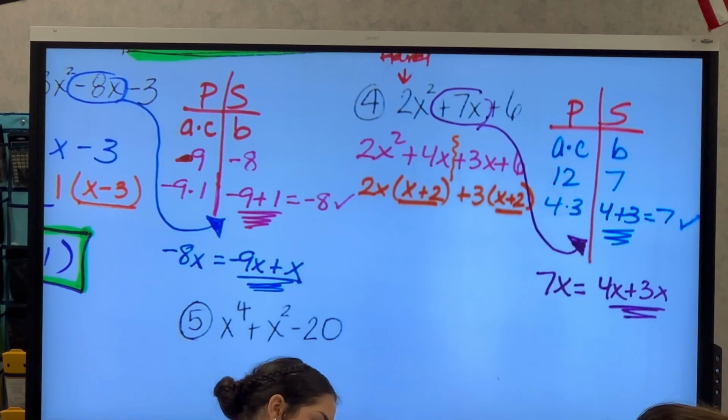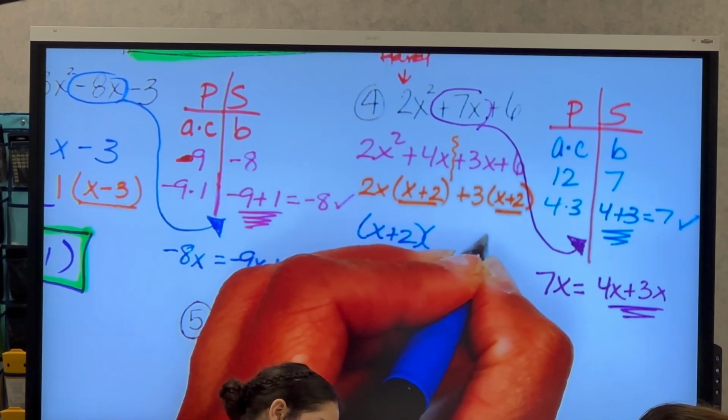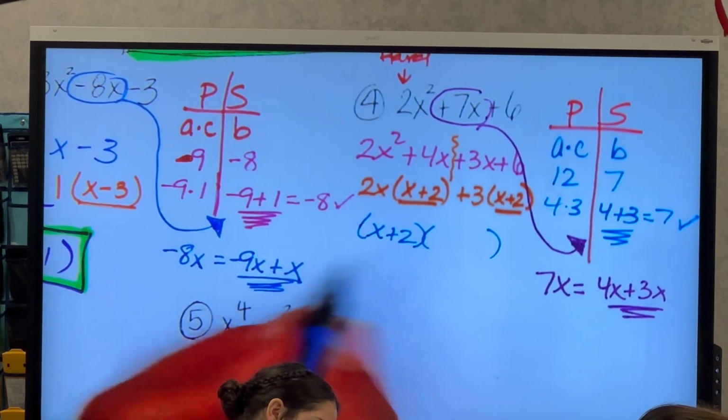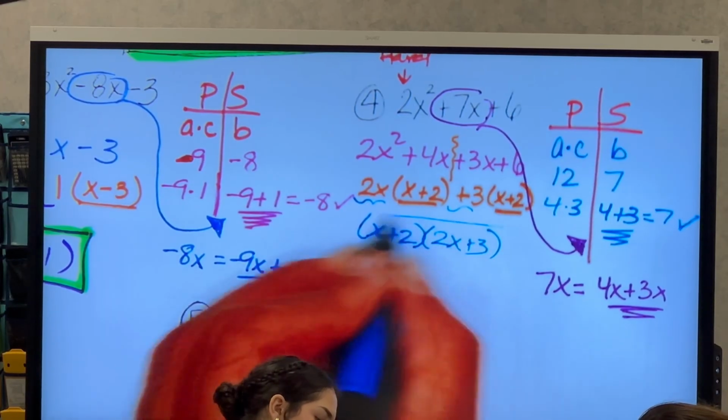So now we just have to finish it off. One of the factors is an x plus 2. The last factor are the leftovers. What are the leftovers? 2x plus 3. And there it is.